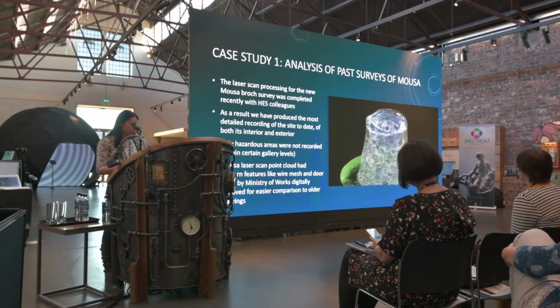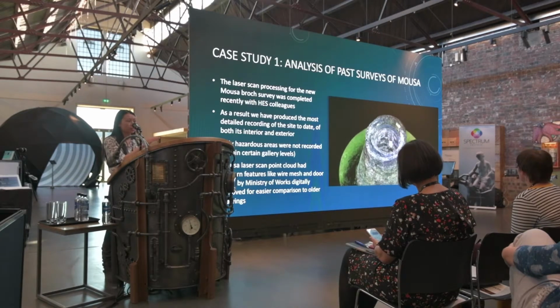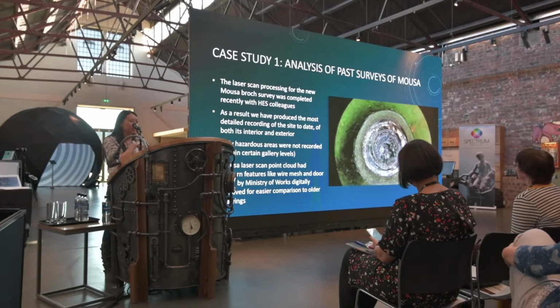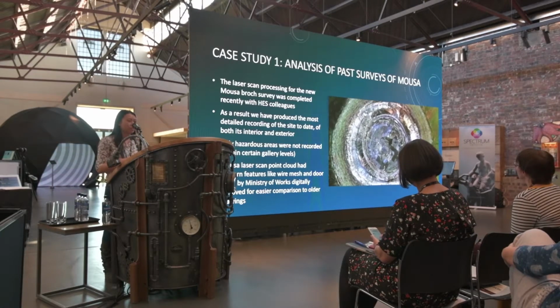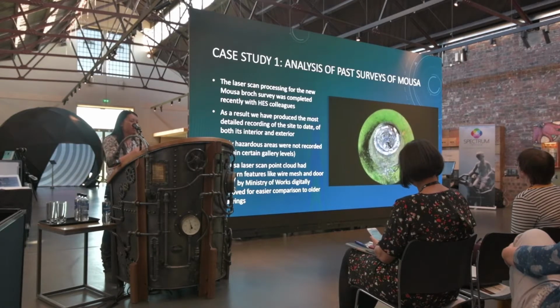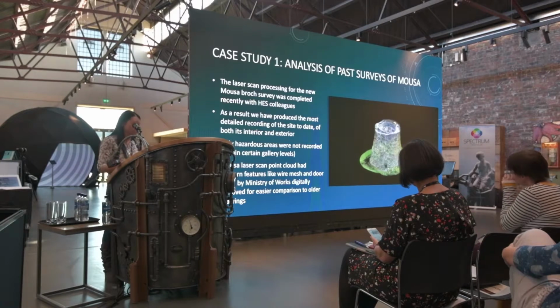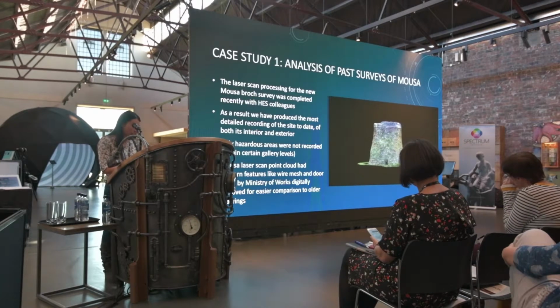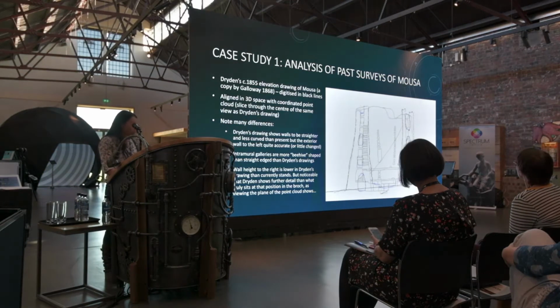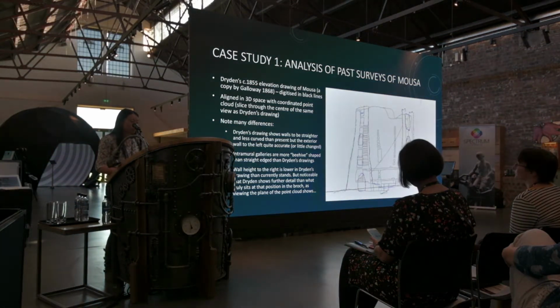Then I digitally removed the wire mesh that covers the top of Mousa Broch right now, which is to prevent birds from getting inside it. I also took out the more modern entrance door to make it more comparable with the 1850s data. Then I was able to convert this into a format that was readable in AutoCAD. And in doing so, I could compare this directly to Dryden's drawing.